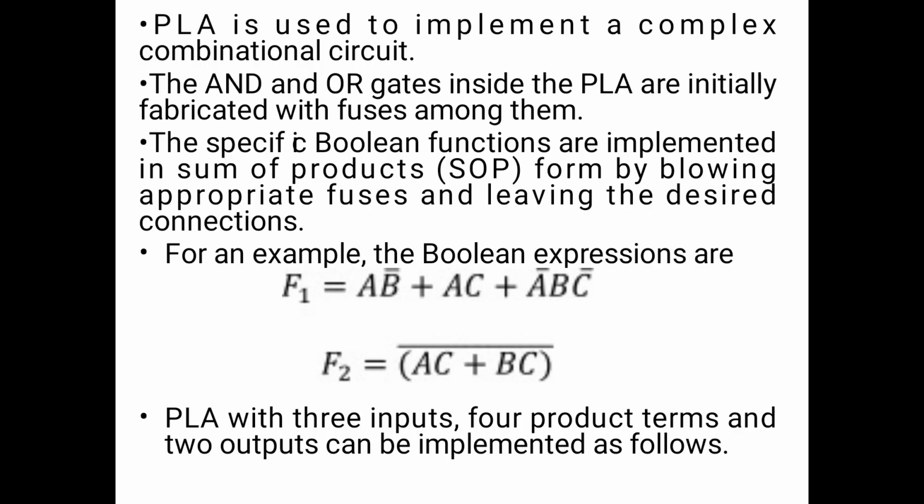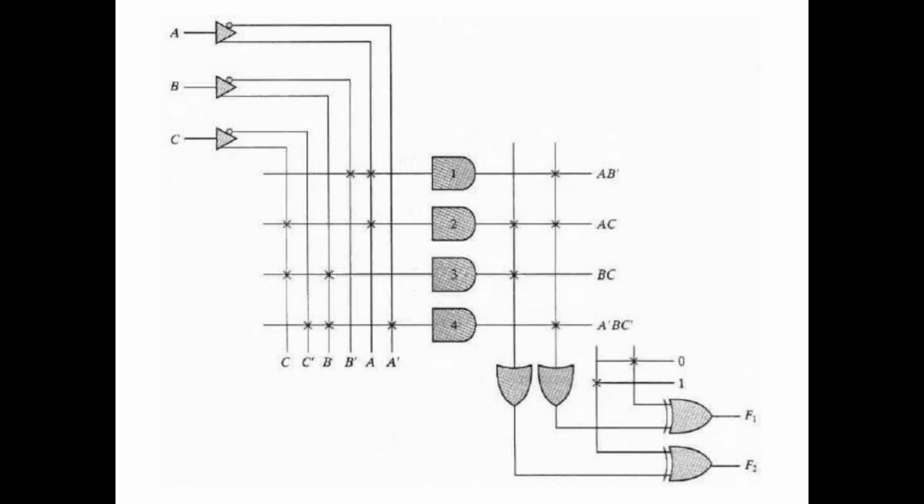The AND and OR gates inside the programmable logic array are initially fabricated with fuses among them. The specific Boolean functions are implemented in sum of products form by blowing the appropriate fuses, and with respect to that we can obtain the Boolean expression for the same. The programmable logic array with 3 inputs, 4 product terms and 2 outputs for the above Boolean expression is given as follows.